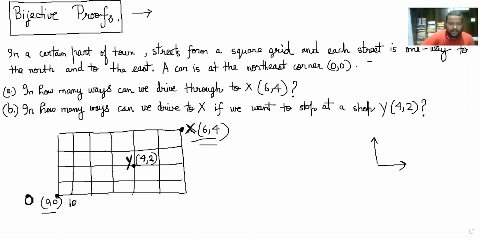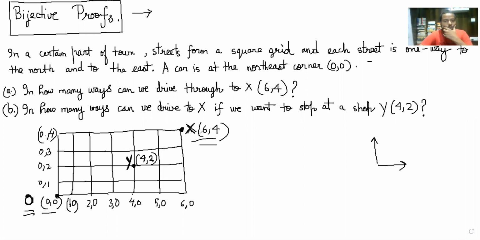This is, for example, 1, 0. This is 2, 0. This is 2, 1. This is 3, 0, 4, 0, 5, 0, and 6, 0. And this way is +1, right? So 0, 1, 0, 2, 0, 3, and 0, 4. So these are the points on the grid, and you have to go from O to X, right?